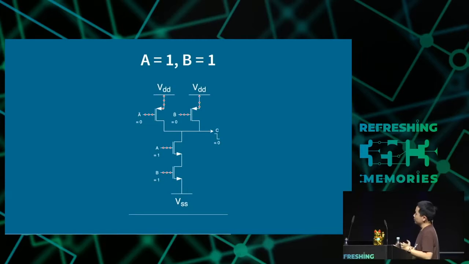Now, 1 NAND 1 is 0, and you can see it's because the two top gates are turned off. Now, why are the bottom two turned on? Because when you turn off a faucet, sometimes there's water that drips down, right? So you need something to collect that.